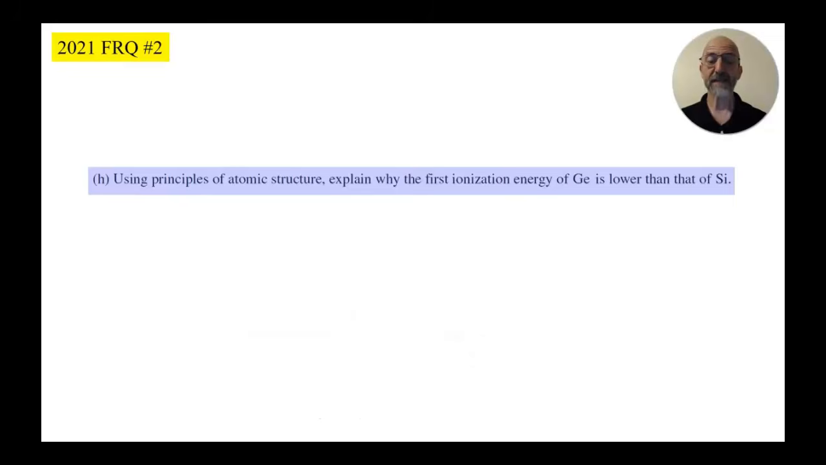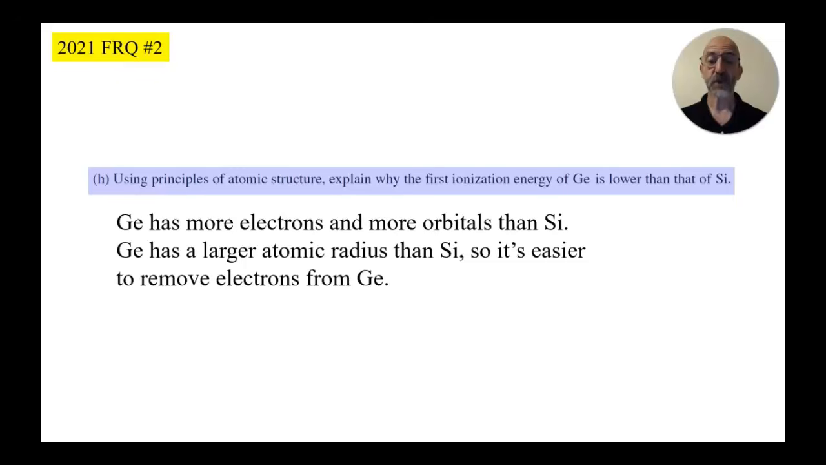All right, our next example has to do with periodic trends. The question says, using principles of atomic structure, explain why the first ionization energy of germanium is lower than that of silicon. And here's what the student wrote for their answer. They said that germanium has more electrons and more orbitals than silicon. Germanium has a larger atomic radius than silicon, and so it's easier to remove electrons from germanium.